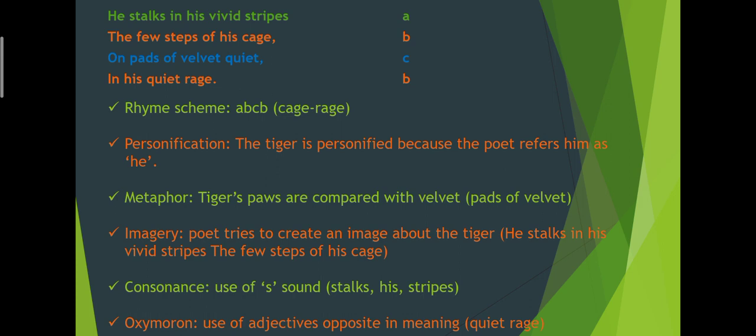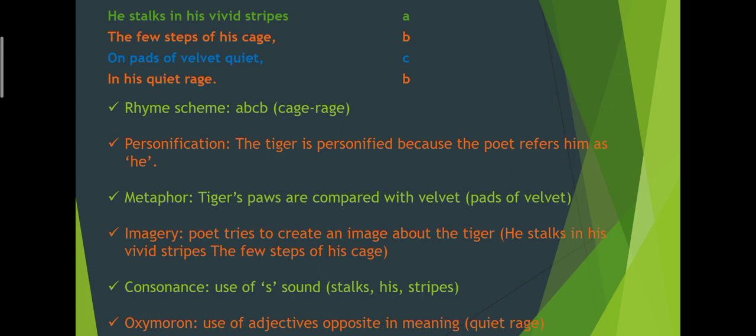And another poetic device used is metaphor. Metaphor means comparison, comparing one thing with another thing. So here the comparison used is tiger's paws. Tiger's paws are very smooth like velvet cloth. So that smoothness was compared with velvet cloth. This is metaphor, and the words used here are pads of velvet. Pads means the paws of tiger. Velvet means velvet cloth. And the fourth poetic device used here is imagery.